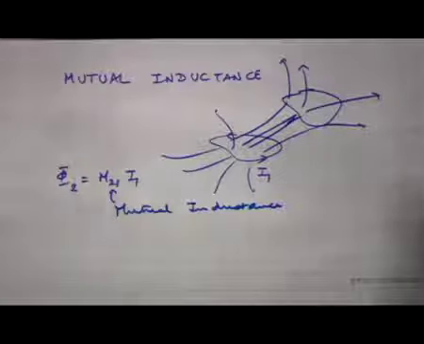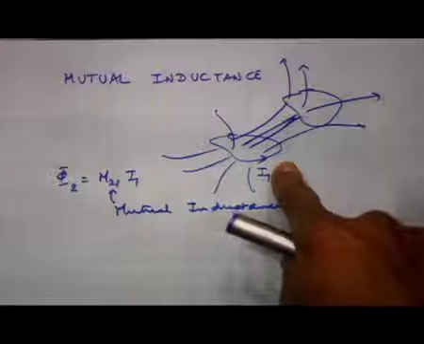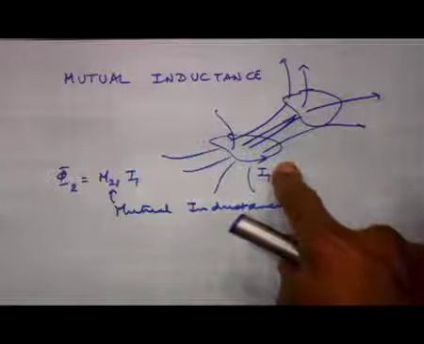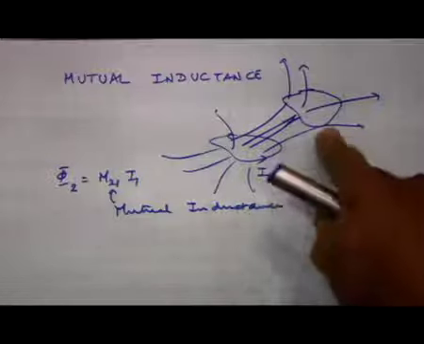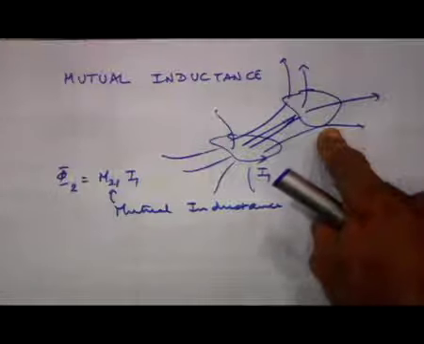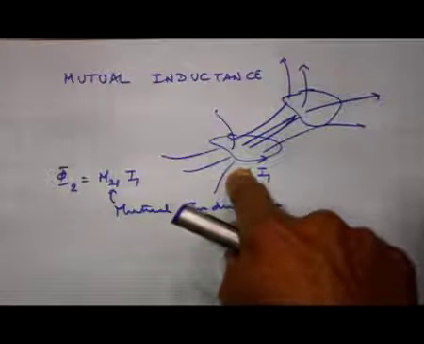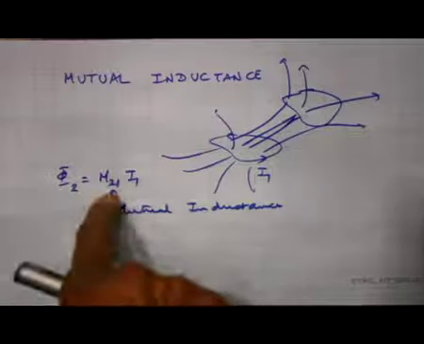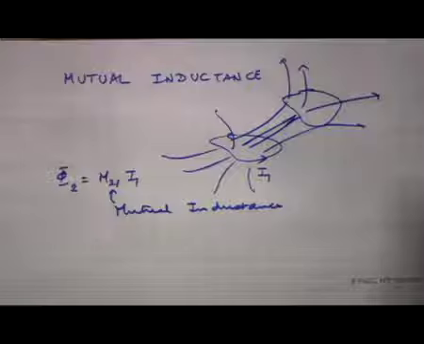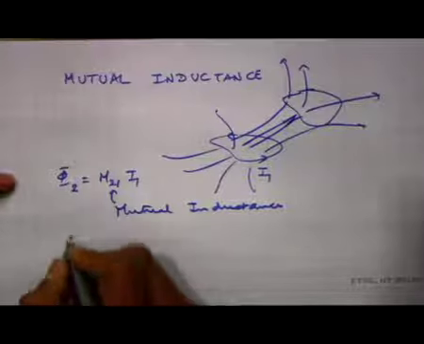So, when two conducting loops lie close to each other, a current propagating in one of the loops induces flux through the second loop, and that flux is proportional to the current passing through the first loop, and that proportionality constant is called the mutual inductance. In fact, I also showed you that M21 is equal to M12.